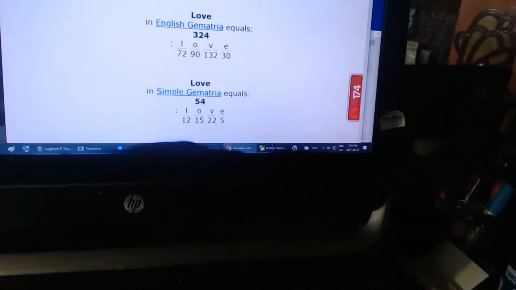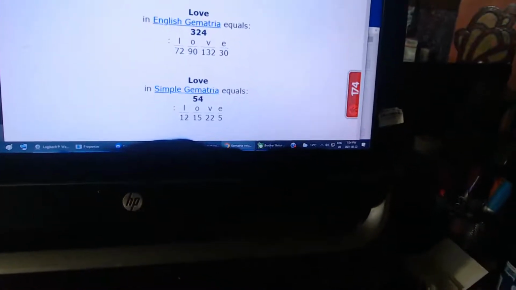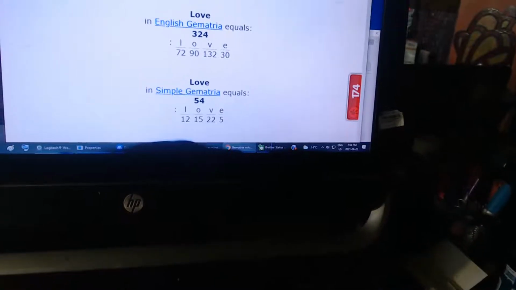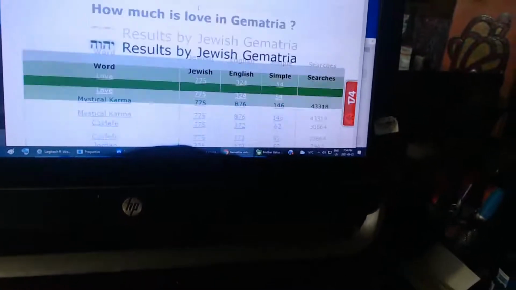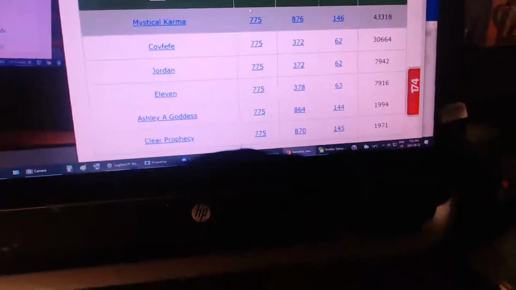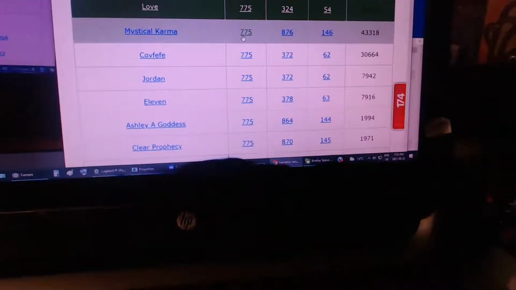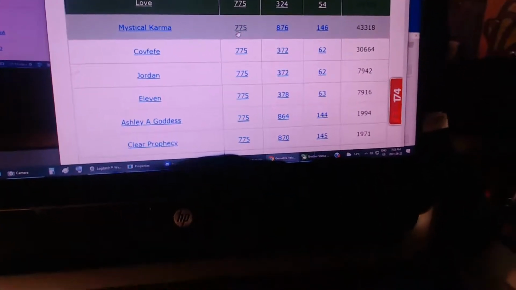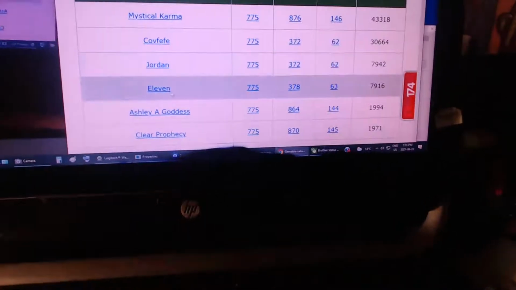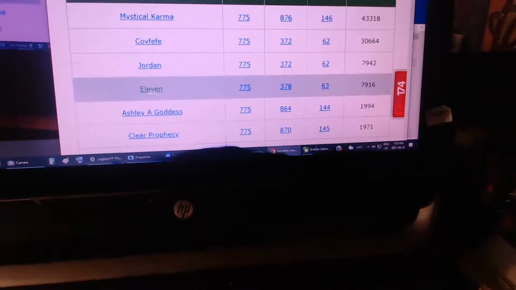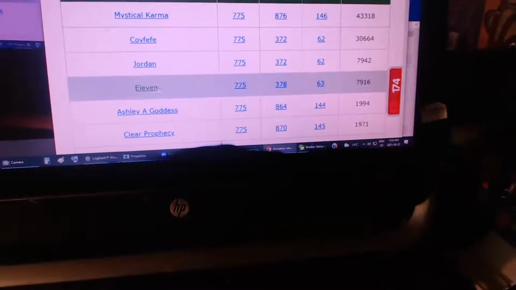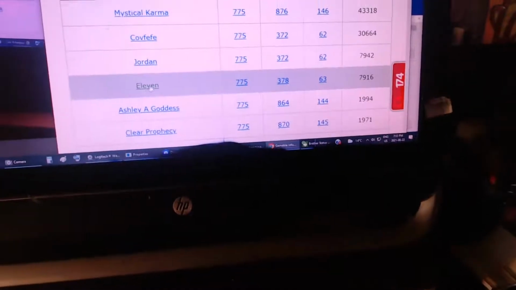Is this where darts would come in? 25 for the green, 50 for the center of the dart hole. And then other words. You see, it's not just me doing these numbers. This is big time. He results by Jewish gematria. 11. Okay, there's more to 11. 11 is just a repeat of 1, but in the second level.